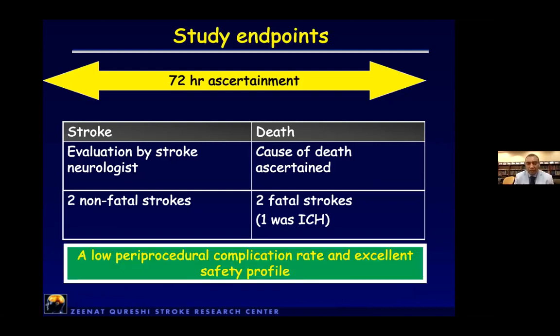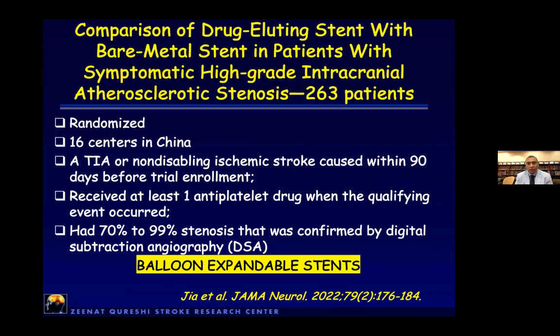Nonetheless, in this WEAVE trial for the Wingspan stent, a low peri-procedural complication rate was observed, and an excellent safety profile was noticed. But there has been a lot of interest in balloon-expandable stents. I think the current thought among interventionists is that a self-expanding stent is not the most effective way to treat intracranial stenosis, and perhaps a balloon-expandable stent is the answer to treating intracranial atherosclerosis.